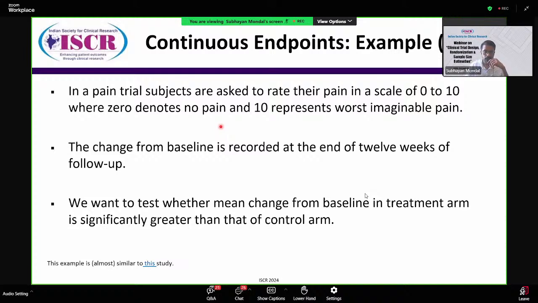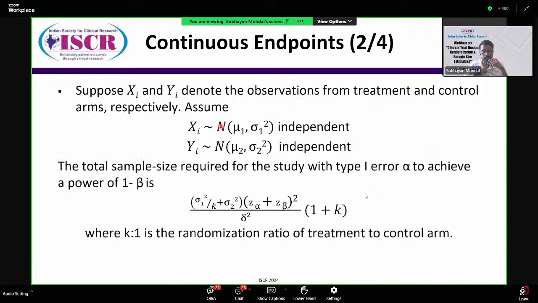Now, for the continuous endpoints, we will discuss a little bit of theory here. Let's say the xi's are coming from a normal distribution. In general, when we do not have much reason to believe that this is non-normal, we generally assume normal because there are many asymptotic assumptions and distributions that can be assumed for the normal distribution, and this is easy to calculate.